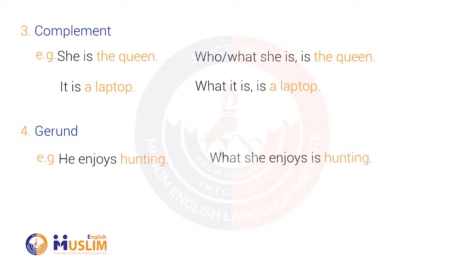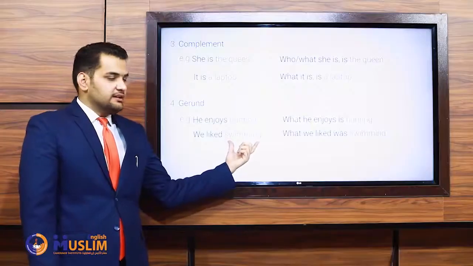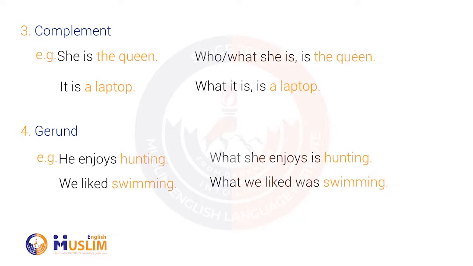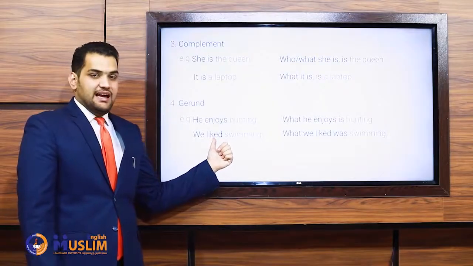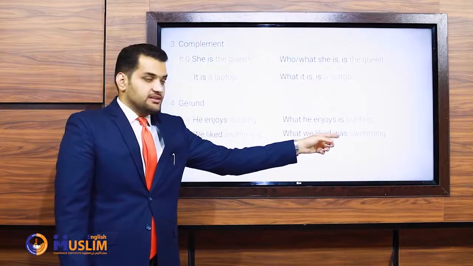For example, he enjoys hunting. You can say what he enjoys is hunting. Or, we liked swimming. Swimming is a gerund. If you want to emphasize it, you can say, what we liked was swimming. Do not forget that this sentence has the past tense. That's why you have to use the past tense and the past verb.